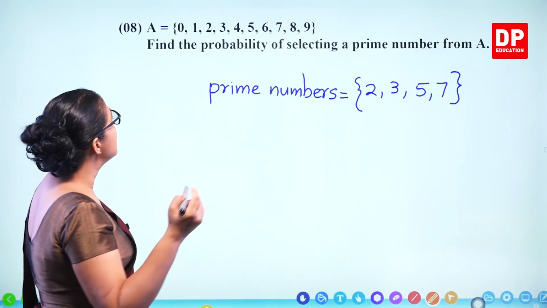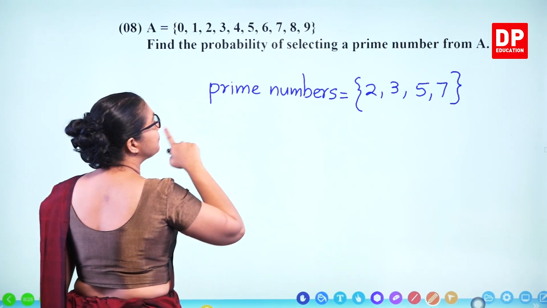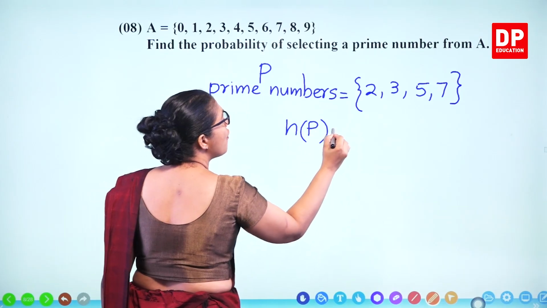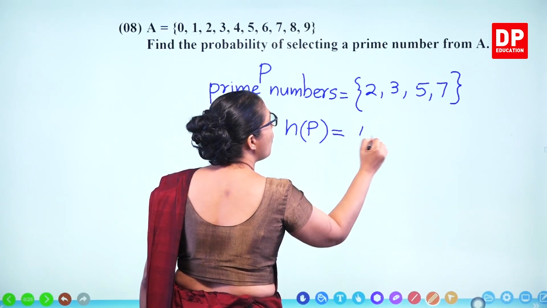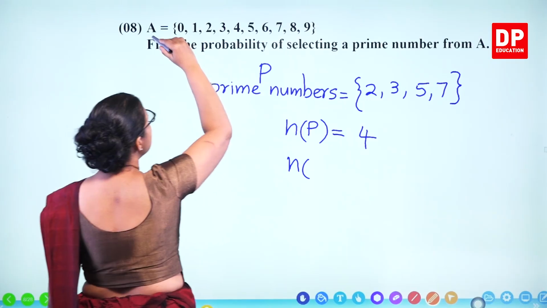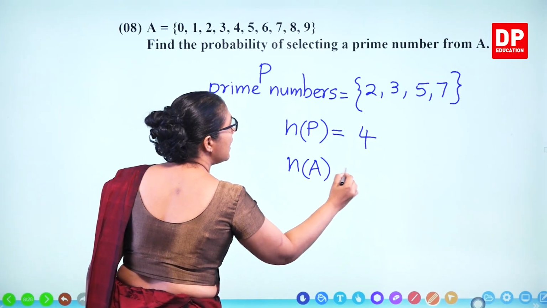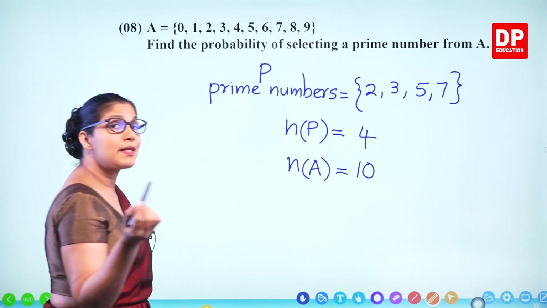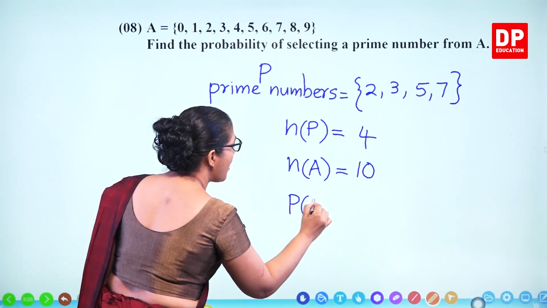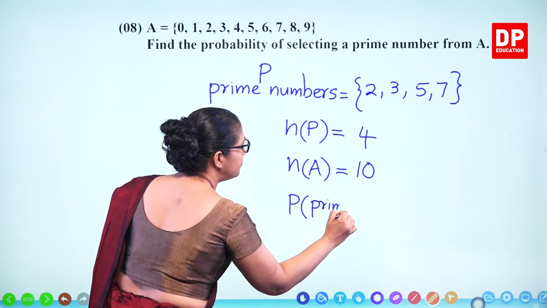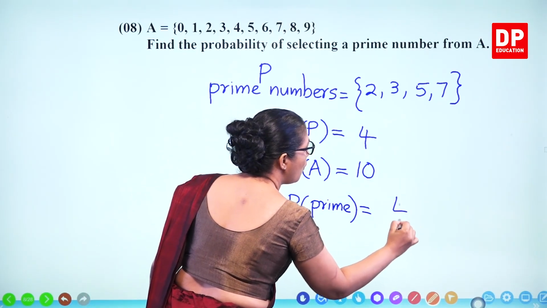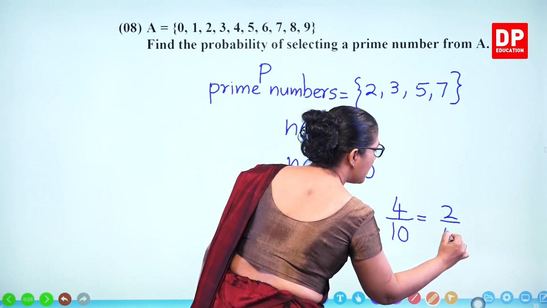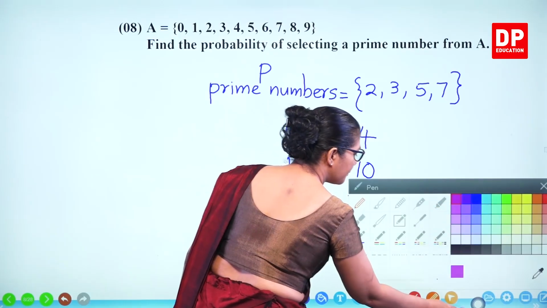So what is probability? If we take P as prime, n(P), the number of elements in P, is 1, 2, 3, 4. What's the number of elements in the whole set A? 1, 2, 3, 4, 5, 6, 7, 8, 9, 10. So what's the probability of prime? 4 over 10. Or you can simplify and write 2 over 5. So 2 marks.